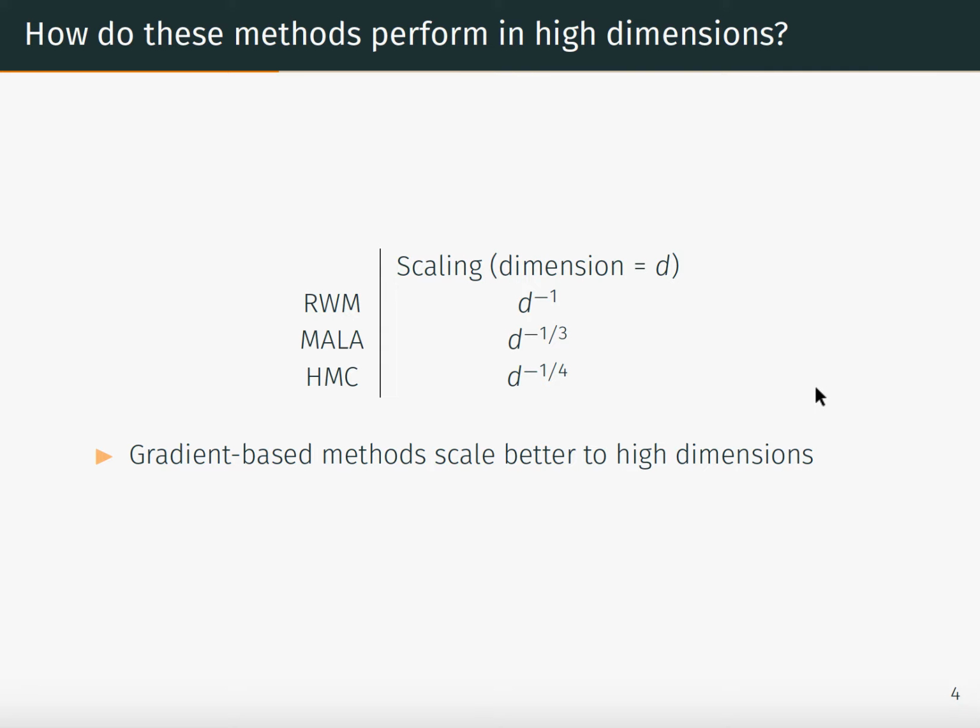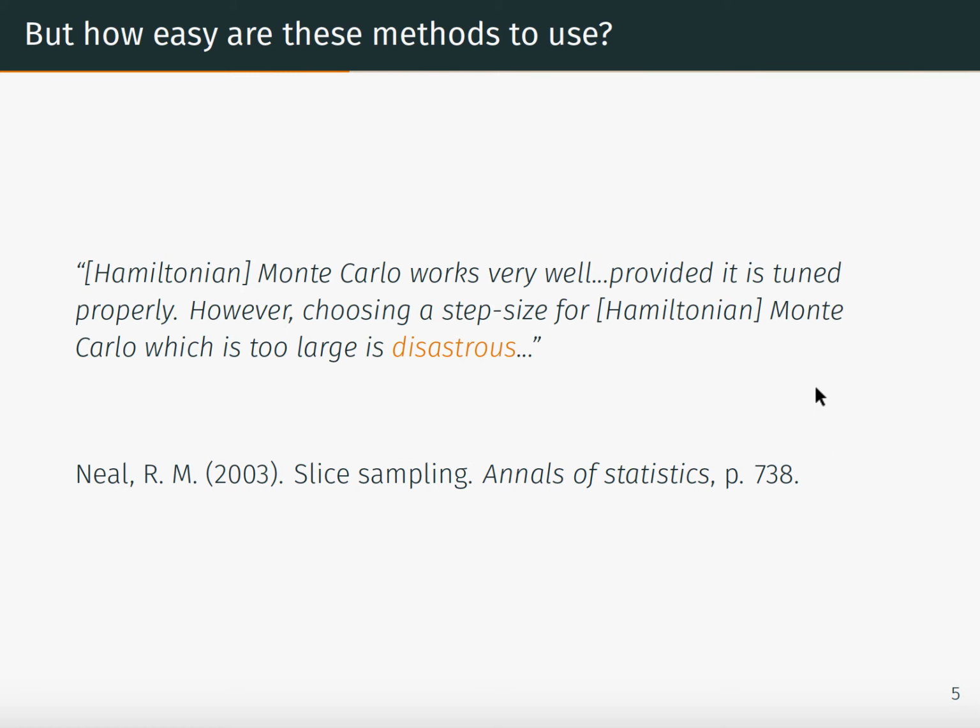So you might be tempted to conclude that gradient-based methods scale better to high-dimensional settings. But there's an important caveat here, which is that this is true provided they're well-tuned. These scaling arguments are based on the idea that you've chosen good tuning parameters for your algorithms. Now we want to consider the case where you may not have done that.